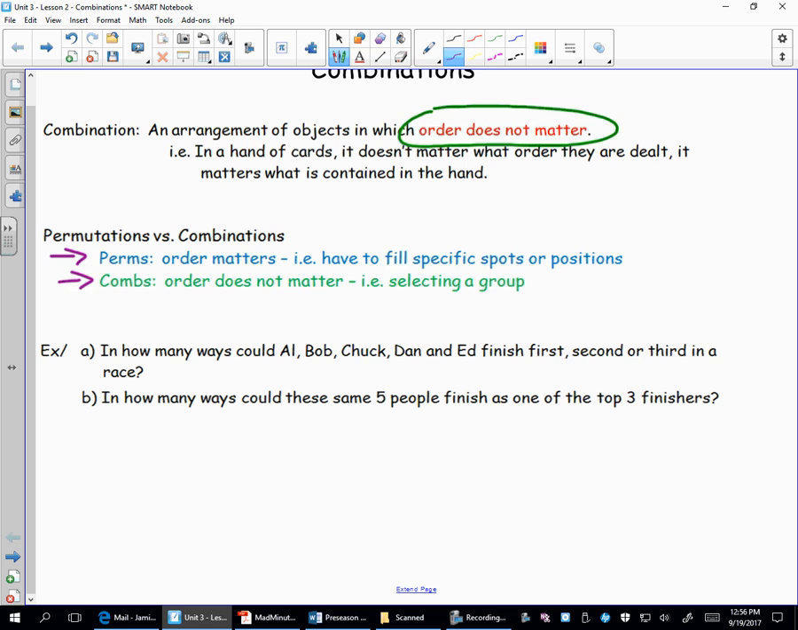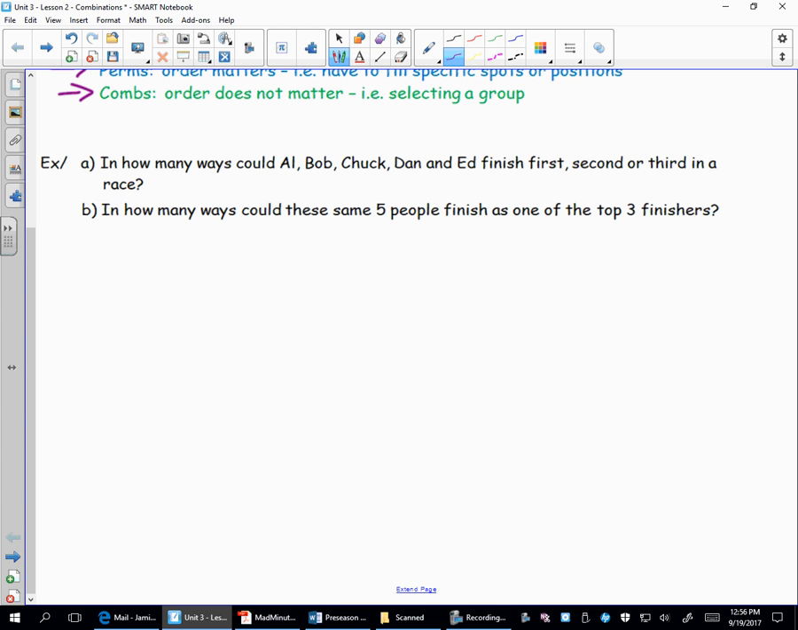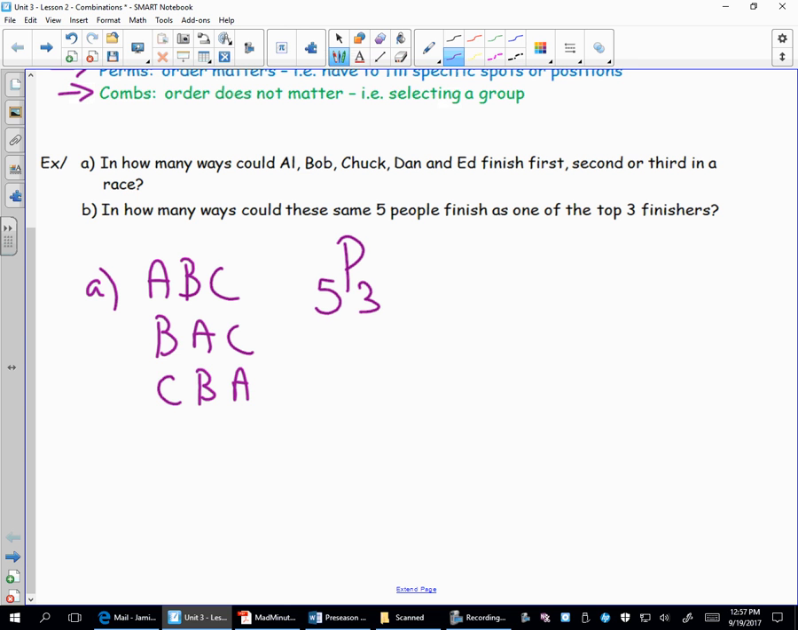In the first example, how many ways could Al, Bob, Chuck, Dan, and Ed finish first, second, or third? Just to make a list to make our life a little bit easier: Al comes first, Bob, then Chuck, or Bob, then Al, then Chuck, or Chuck, then Bob, then Al, and so on and so on. Well, I can tell who came first, second, and third. It's obvious. Al came first, then Bob, then Chuck. This is a permutation. There's 5 people. We want to fill 3 spots. We're using our P button, and we get 60 different arrangements.